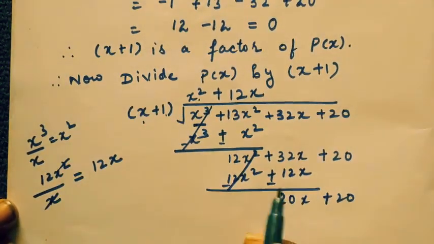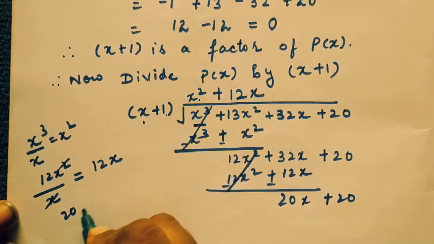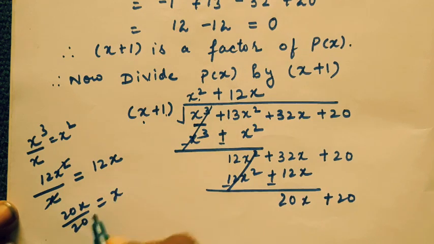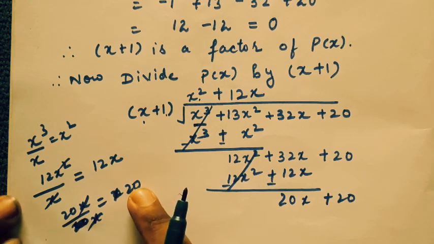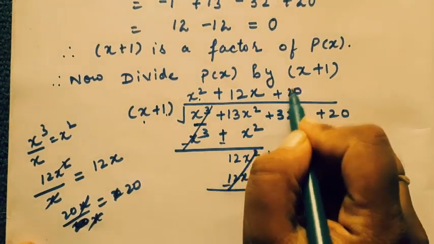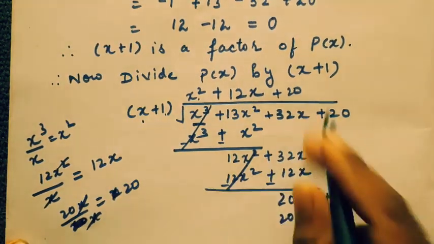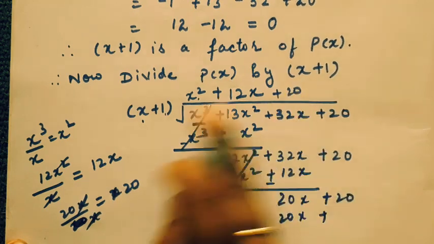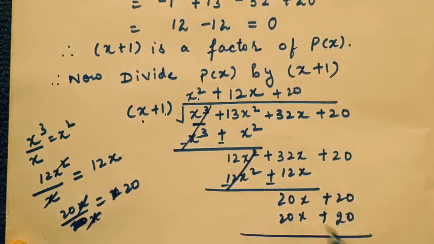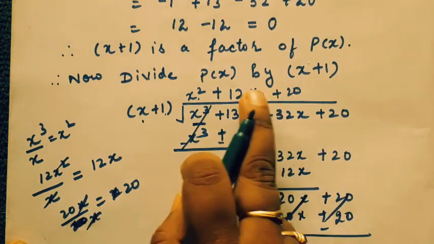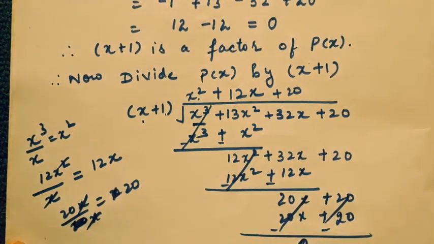Next, again I need to divide the first term with the first term to get the number. 20x by x is only 20. So I will add 20 here and I will multiply 20 with the whole to get 20x plus 20 into 1 is 20. Just by cancelling it out, I get 0. Okay, so this is my quotient.